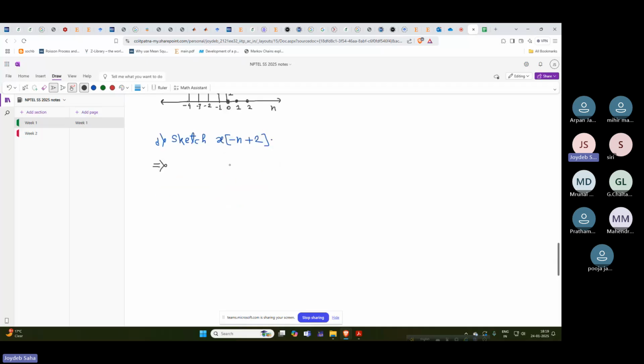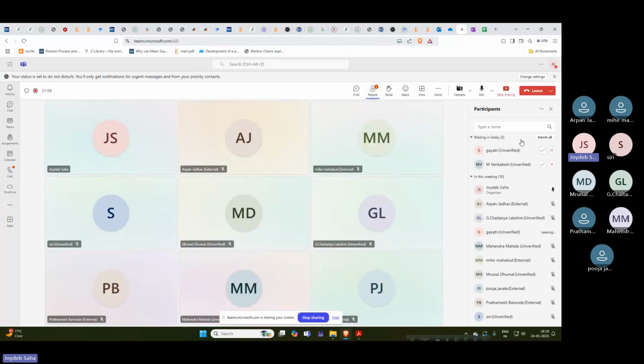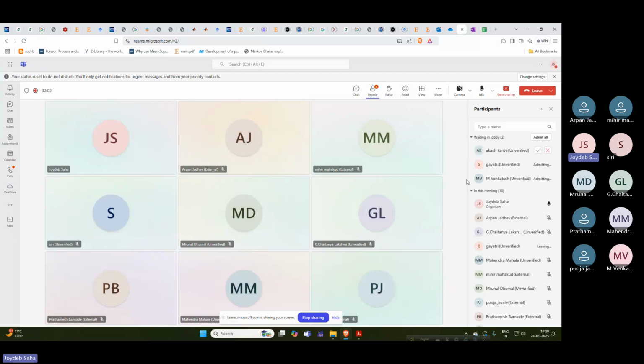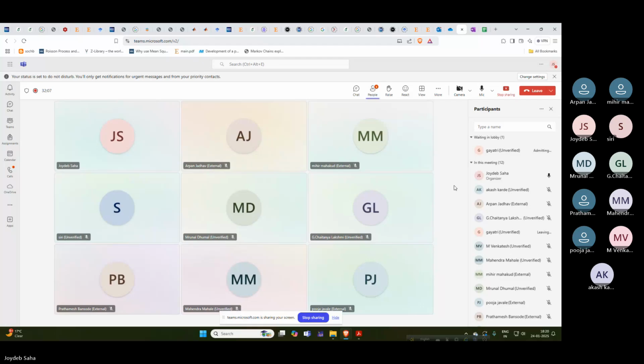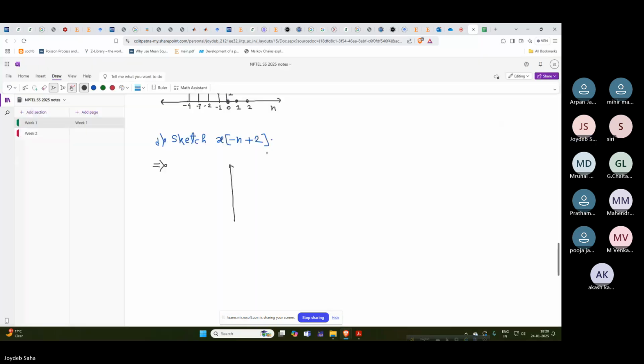So it will look like, it is x of minus n minus 2, right? So it is x of minus of n minus 2. So it will look like 2 steps shifted. It was x of minus n, so minus n minus 2, that is minus n plus 2.